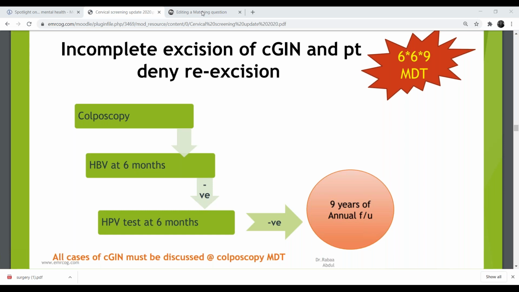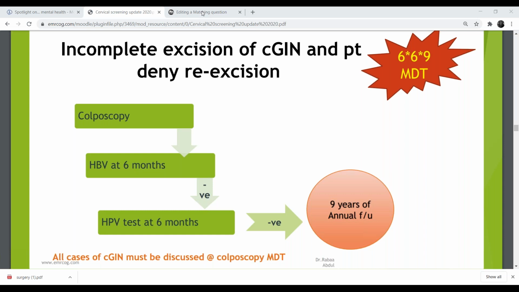In this case in which she's denying re-excision, when you're doing the colposcopy, are you doing the HPV at the same time, or do you call them 6 months after colposcopy for HPV? You have one baseline HPV, okay? After colposcopy, 6 months HPV, then another HPV test. So you have 2 HPV tests, the first after 6 months, the second after another 6 months. Then if it is all negative, go for the 9 years of annual follow-up. Okay, thank you.